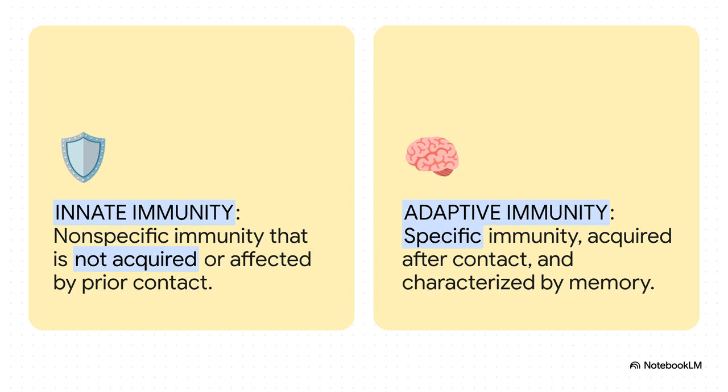Now, in sharp contrast, we have the second arm, adaptive immunity. This system is highly specific. It targets unique molecules on one particular pathogen. It's a system that develops after you've had contact with an agent, meaning you have to acquire it. It is mediated by lymphocytes, and its most defining and powerful characteristic is immunological memory, which allows for a much faster and stronger response the second time you see the same pathogen.